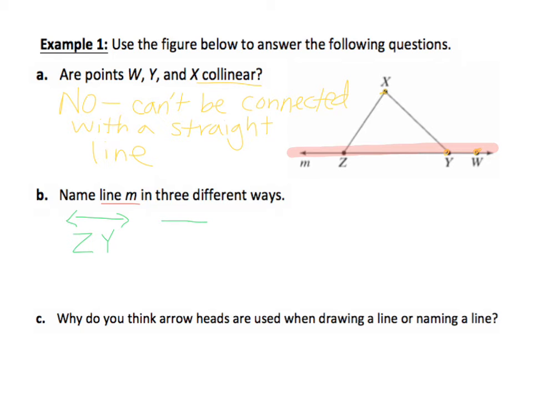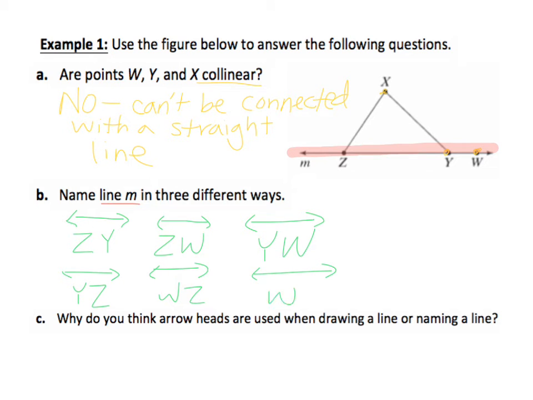We could also do ZW, or we could do YW. Remember too that the order that you put the points doesn't matter. When you name a line, you just need 2 points that are on the line. So I could also call it line YZ, line WZ, or line WY.